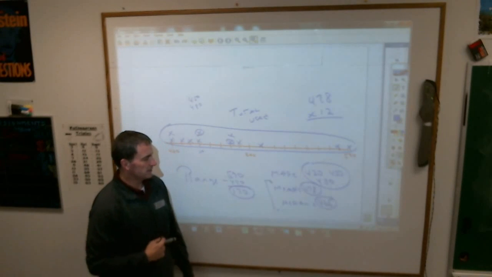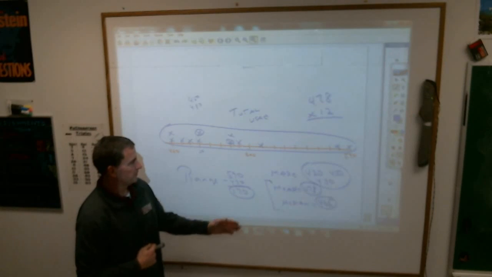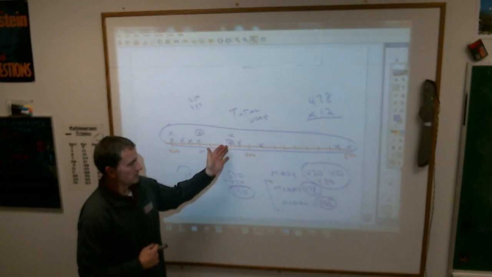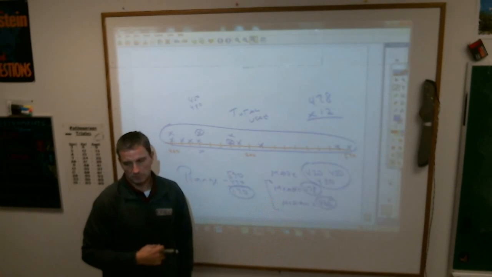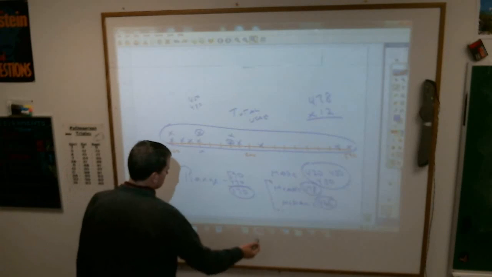Would the median stay the same? Yeah, because the middle number would still be over here. Which one would change the most? I think I better stop there. Anybody else?